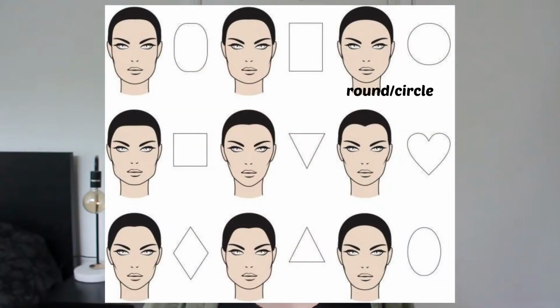So if you don't know the basic head shapes, you've got oval. I'll try and put photos up as I'm going through these. Oval, round or circle, square, rectangle or oblong, pear, diamond, and heart.